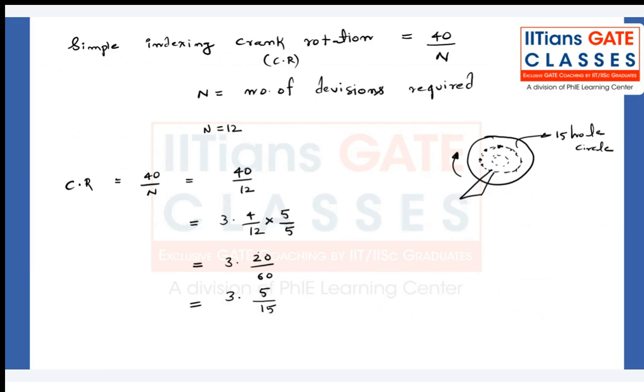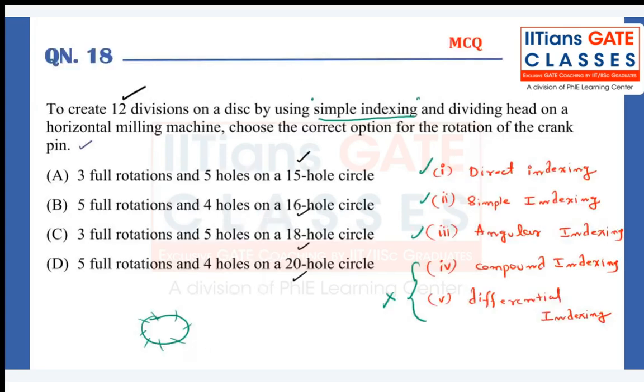That means divide with a 4. So 4 fives, 4 15s. So 5 by 15. Right now, in a 15 hole circle, 3 full rotations and 5 holes have to be moved. So your answer is A.